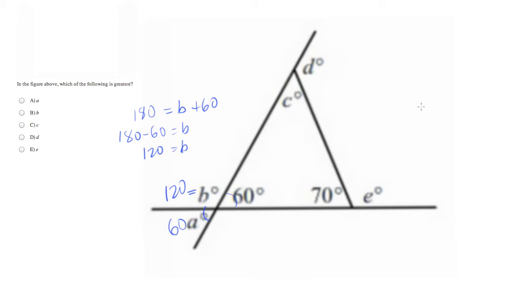And we could do the same trick over here with the 70 and the E. So 180 minus 70 is going to equal 110. So E is equal to 110.